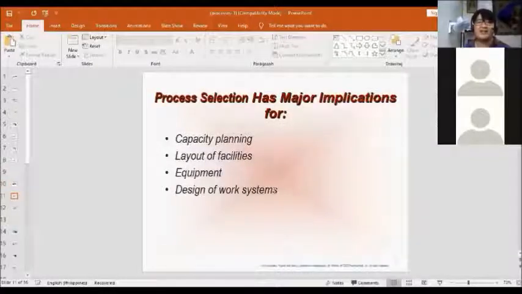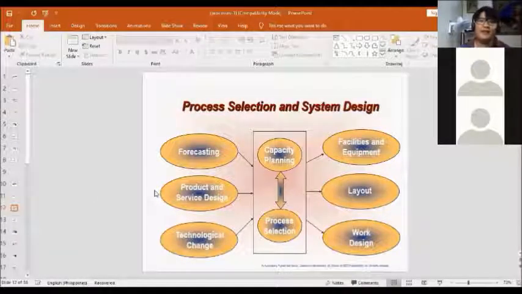In process selection, there are major implications. We have capacity planning, layout of facilities, equipment, and design of work system. And process selection and system design include forecasting, product and service design, technological change. We also have facilities and equipment, layout and work design. So let's discuss this.